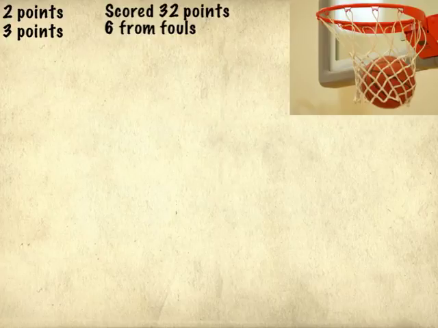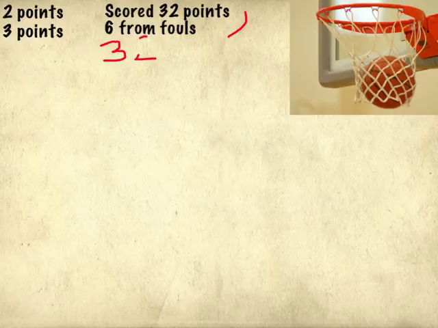So she can either have 2 or 3-point shots. I want to know how many of each. I know that she scored 32 points and 6 were from fouls, which means that if she scored 6 from fouls, I can take that out of the 32. It's not writing very nicely.